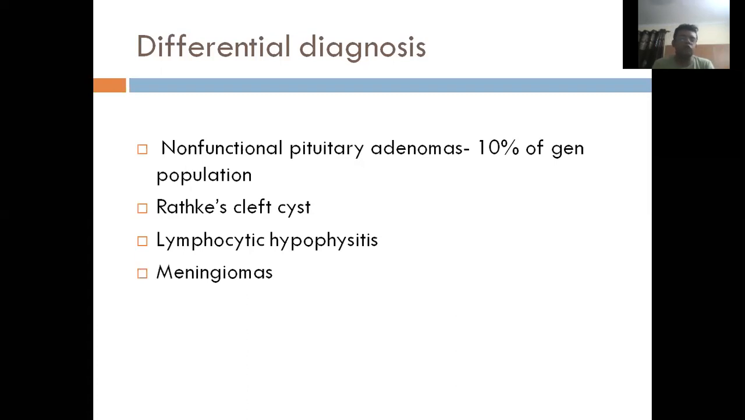So you must be sure of the biochemical diagnosis before you order the MRI. If you think it is a drug-induced hyperprolactinemia, stop the drug, repeat the prolactin. If the prolactin is normal, don't do an MRI. On the other hand, if you stop the drug and still the prolactin is high, then you must do an MRI.